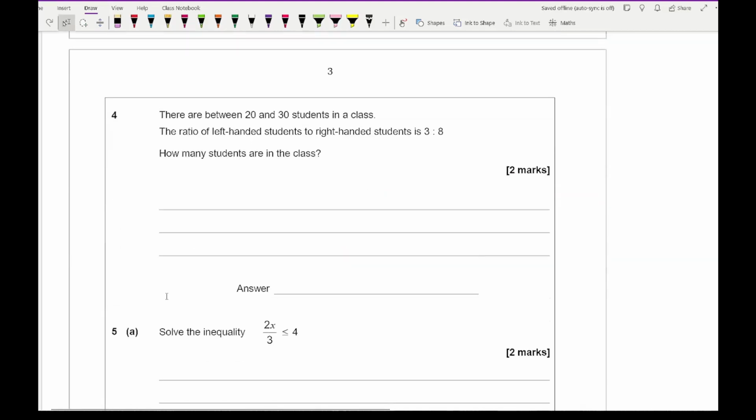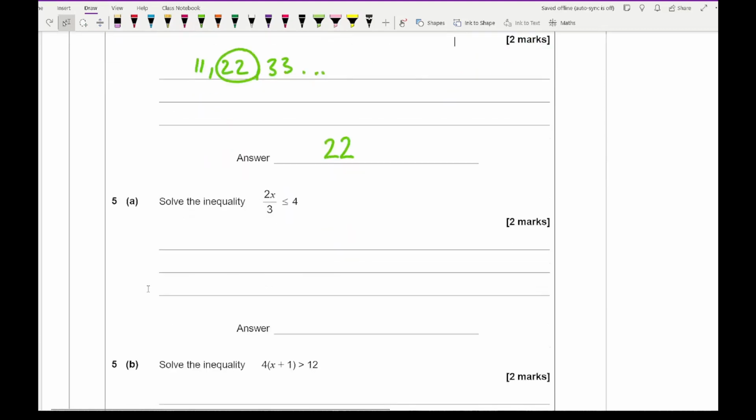Then moving on to question 4, it says there are between 20 and 30 students in a class. The ratio of left-handed students to right-handed students is 3 to 8. How many students are there in the class? Well, to work this out, what we need to do is first of all work out the total number of parts, which is 11 parts. So that means that the answer needs to be a multiple of 11, but between 20 and 30. So here we're looking for 11, 22, 33. Well, 11 and 33 are no good. So the correct answer has got to be 22. Now for 2 marks, it's really important that you show some working out, because I don't think you'd get 2 marks just for writing 22 by itself.